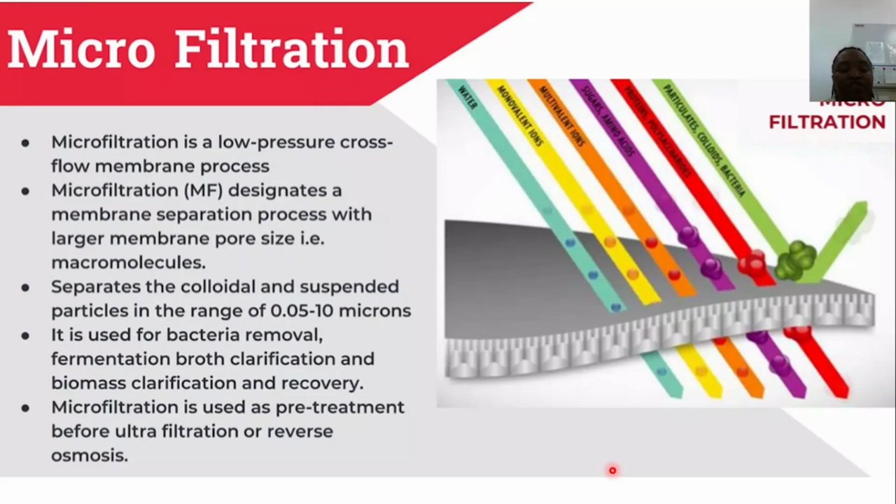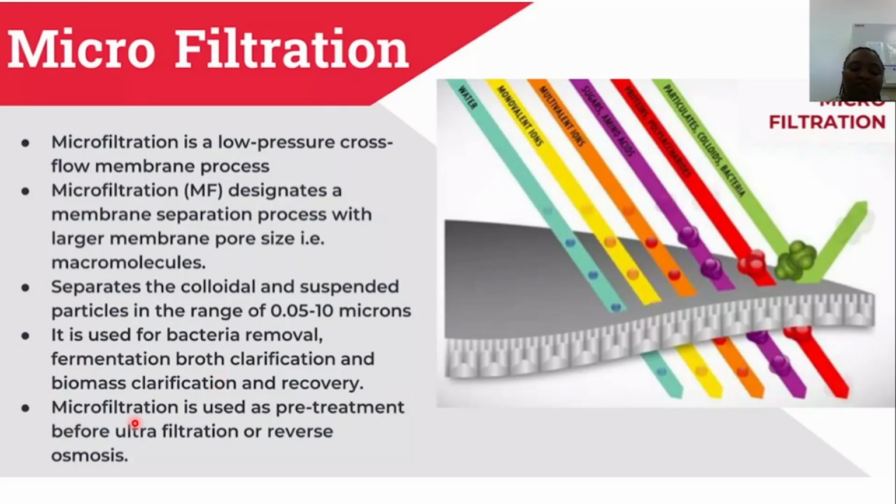So microfiltration is a low pressure cross-flow membrane process, and it designates a membrane separation process with a larger membrane pore size. So we have more of macromolecules being separated. It separates the colloidal and suspended particles that range between 0.05 to 10 microns. It can be used to remove bacteria, for fermentation broth clarification, biomass clarification, and recovery.